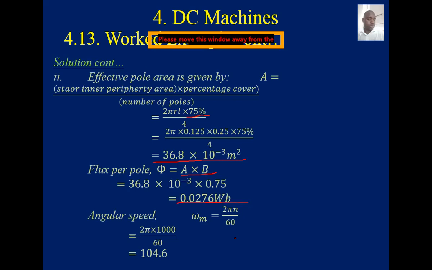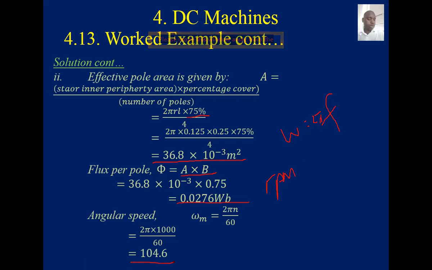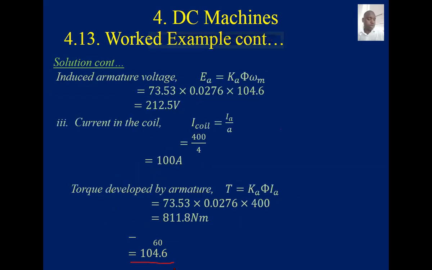Then the angular speed now, omega m, that's 2 pi times number of cycles per second, which will be 2 pi n over 60, with n in RPM. That's why we divide by 60. So that will convert to RPS, revs per second, which will be a frequency, because you know that omega is 2 pi f. So you have to be able to calculate the frequency of rotation. So it's 1000 over 60, right? And you get your angular speed is 104.6 rads per second.